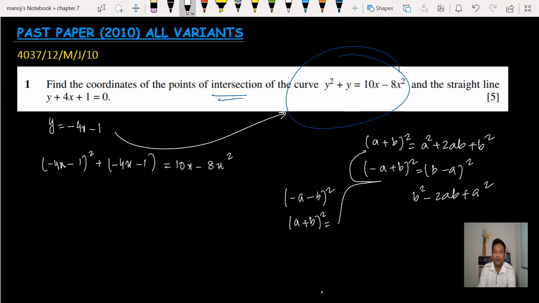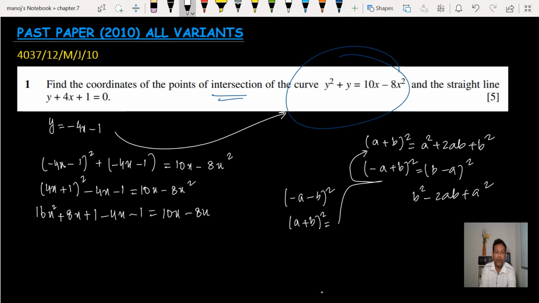Which one? This formula. So what will you write here? You will write (4x plus 1) whole squared. Now there is no problem expanding because both are positive. So now you can write 16x squared, using the formula plus 2ab, which means 4 times 2 is 8x, plus 1. Minus 4x minus 1 is equal to 10x minus 8x squared.